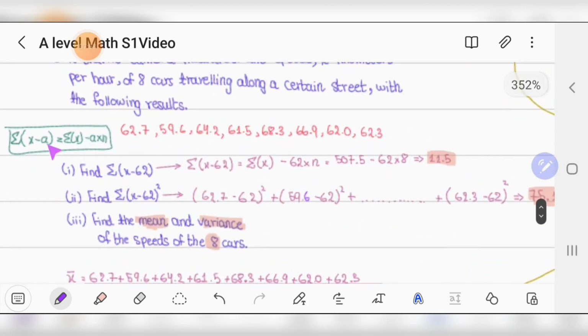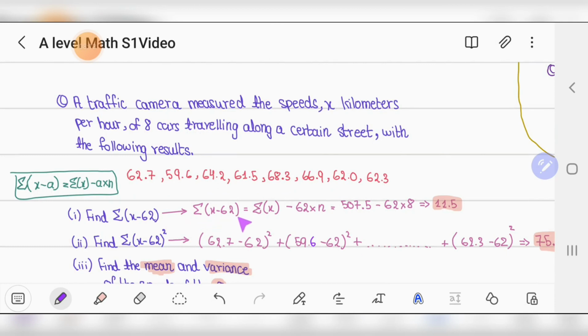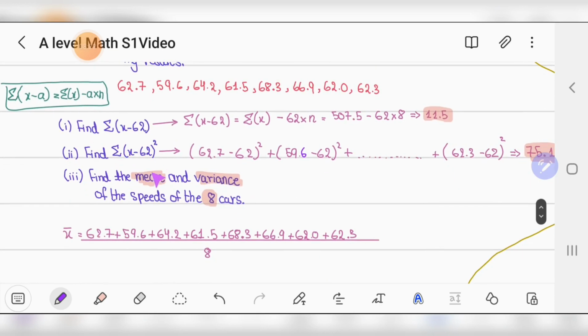So the sum of (x minus a) with a being 62: we add all of them, getting the sum, and minus a, which is 62 multiplied by n. We add all of them, we got this, and so you get this answer. As for this one, whenever we have this kind of square, we're going to do it manually. There is no formula for this.